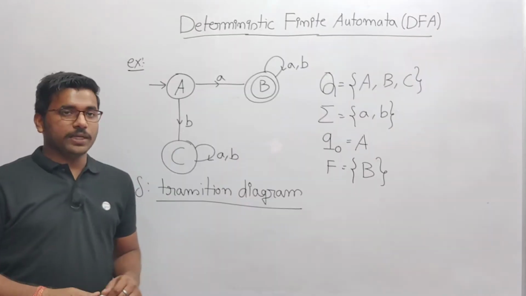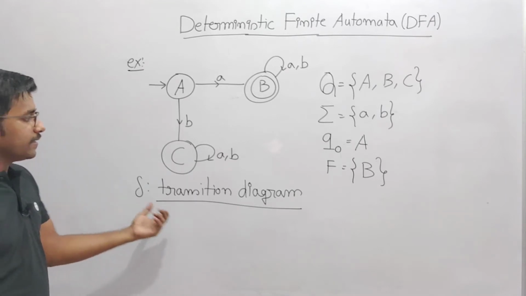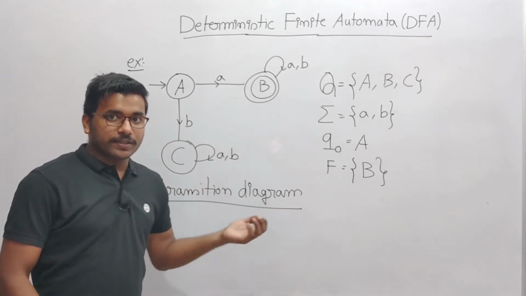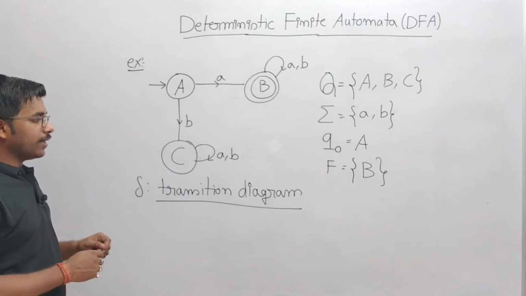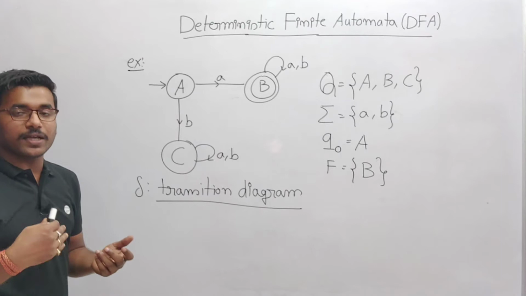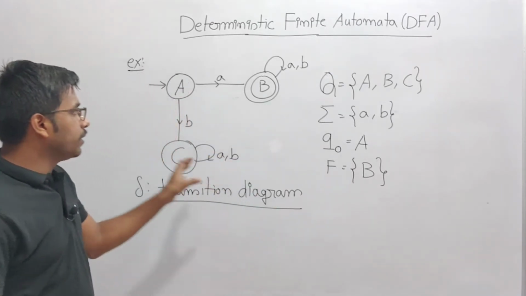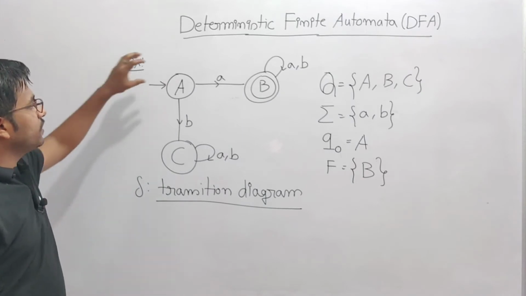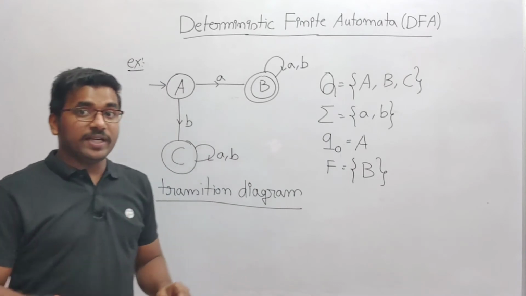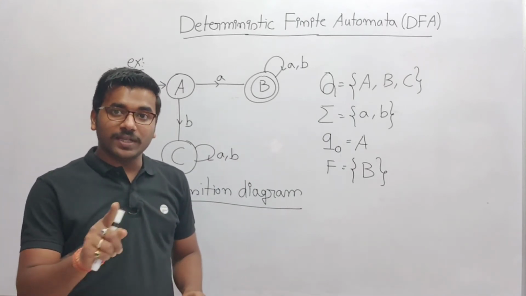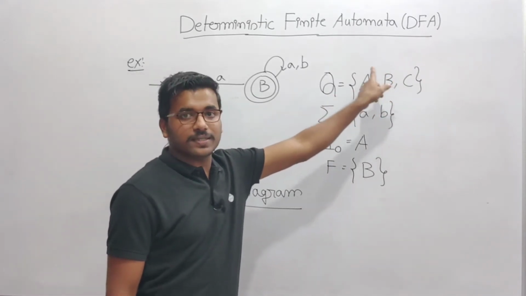Now see the example. This is a machine I have taken. This is the delta, that is, a transition diagram. We can represent the transition delta in two ways: by a transition diagram, or by a transition function, which is also called a transition table. So this is a machine. Here the initial state is A, so Q0 is A. What is capital Q? The set of all states, a non-empty set of states: A, B and C.